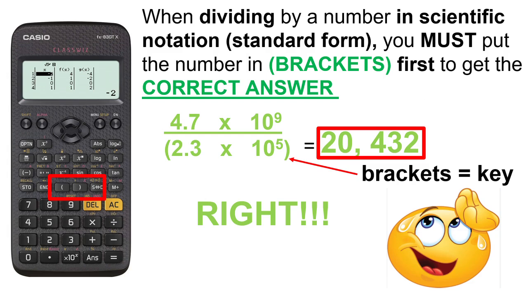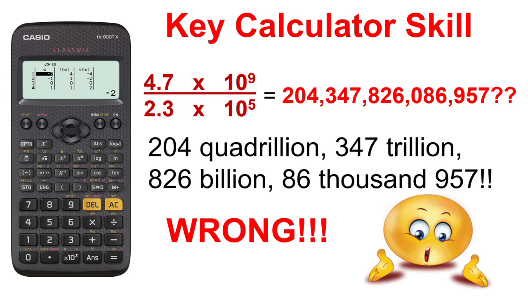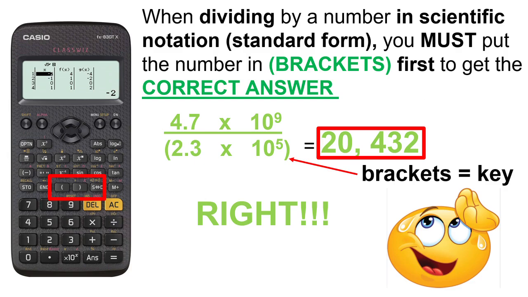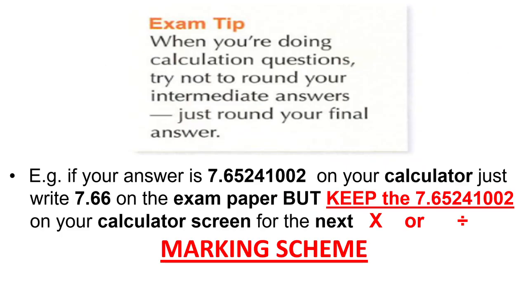And I would like you to practice dividing. Always put the scientific notation in brackets, or else mathematically you are just dividing by 2.3, then multiplying by 500,000, and that's why you get a ridiculous answer. So brackets is the key.